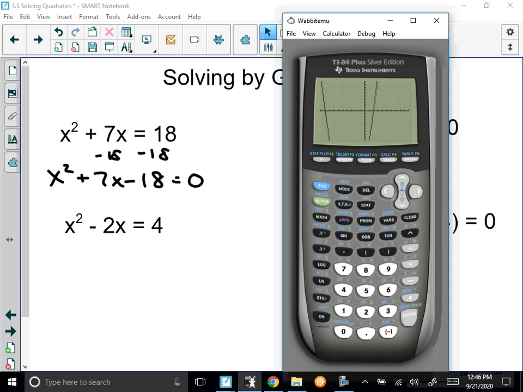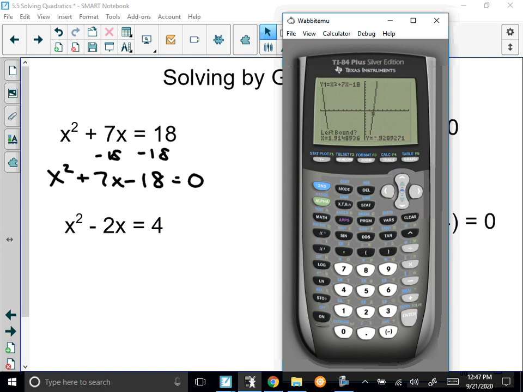So to do that, we hit second trace, which is the calculate. Second trace, and we call those zeros. Option 2, we want to calculate our zeros. And then the calculator kind of leads you through it. This says left bound question mark. First off, my cursor right now is at 0, negative 18, so it's down here at the vertex. So I'm going to move it.